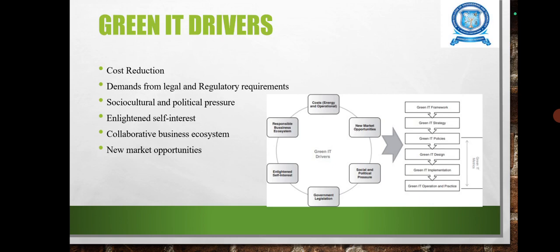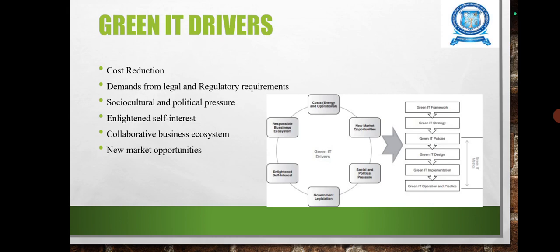The next one is socio-cultural and political pressure. That means it is a major driving force when an organization's society recognizes the environment. It is also an acceptance of the environment's importance by the society, which brings pressure on the organization to change.